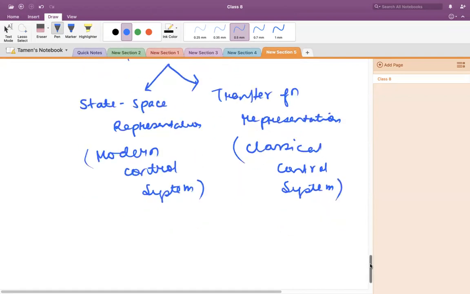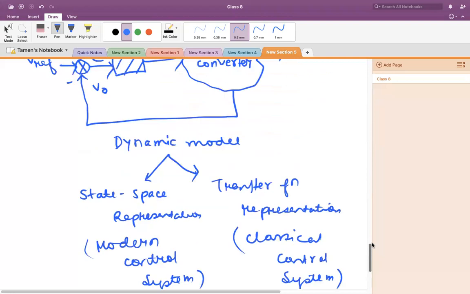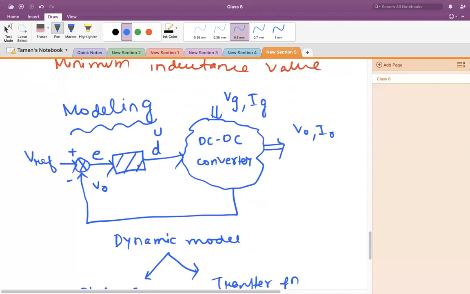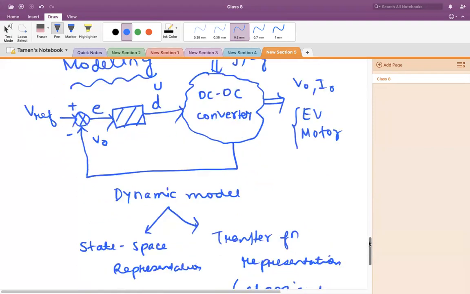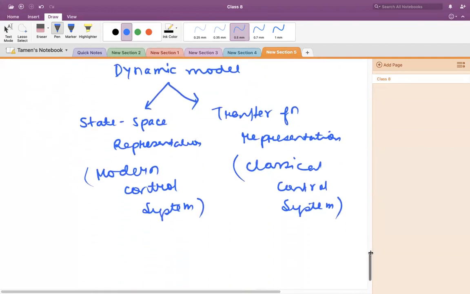So we require both of the methods, or any one of the designs, so that we could apply our control to get the desired output, which will be put into the electric vehicle or motor. So in order to do that, this DC-DC converter needs to be modeled properly.